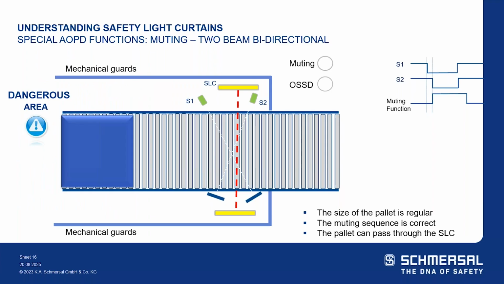In this example I'm going to show you muting using two beams, so two-beam bidirectional muting. Here the muting is temporarily disabling the protective field to permit material and parts to pass without interrupting the process or equipment. Muting can be performed with either 2 or 4 beams, 2 or 4 sensors, for material entering or exiting a dangerous area. The following example shows 2 beams in a configuration that can allow muting in both directions.